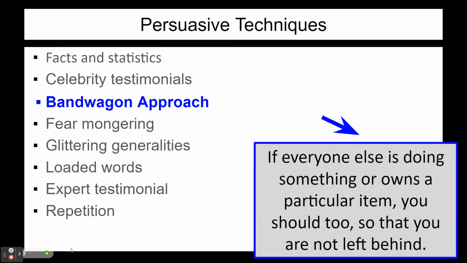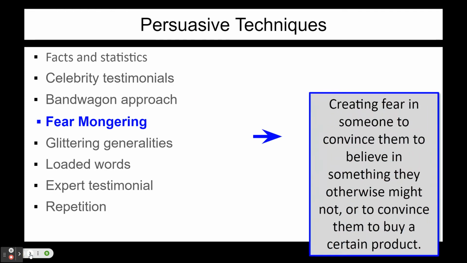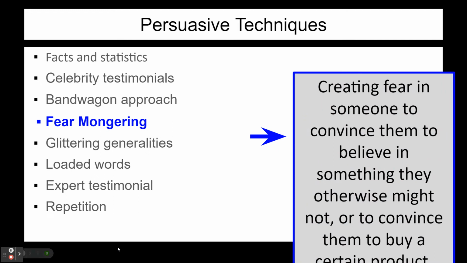Bandwagon approach. If everyone else is doing something or owns a particular item, you should too, so that you are not left behind. So jumping on the bandwagon, that's something that people have used forever. It's a really common way, and people definitely buy into it all the time. Fear-mongering. Creating fear in someone to convince them to believe in something they otherwise might not, or to convince them to buy a certain product. So you're creating fear to push someone to believe something or buy something.